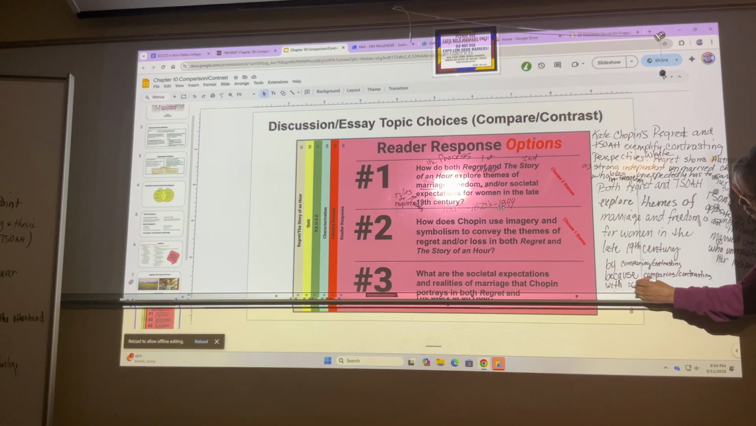With comparisons, because it compares, contrast, comparisons, like that, right? And then you have to put your points. You come up with your points. So what is it from the story that you're looking for? You have to find it.